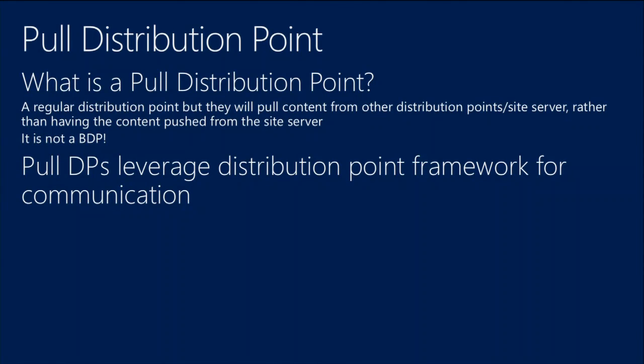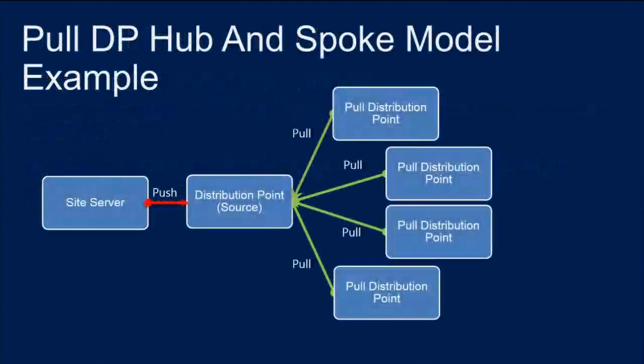Pull distribution points. A pull distribution point is something we added in the 2012 SP1 product. A pull DP is very similar to what a branch DP was in ConfigMan 2007. So if you're familiar with what a branch DP was, you have a real good handle on what a pull DP is.